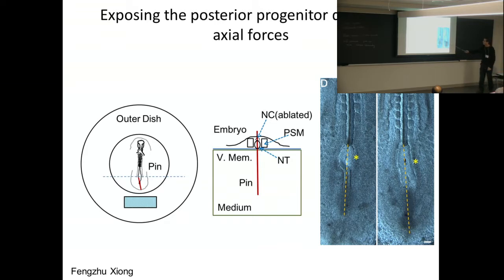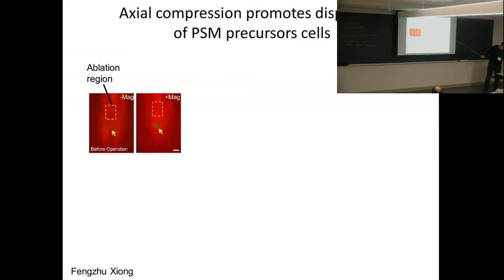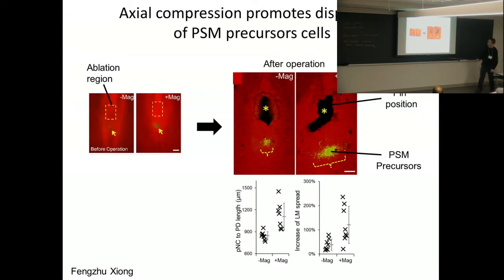And so this is the result of these experiments. When you apply the magnet, what you see is that it promotes the elongation of the tissue. And when you measure the impact of these manipulations on the fate of cells of the domain of the precursors, these are cells that are labeled in green in this region, then what you see is that it promotes the lateral dispersion of the cells. And so you can quantify this.